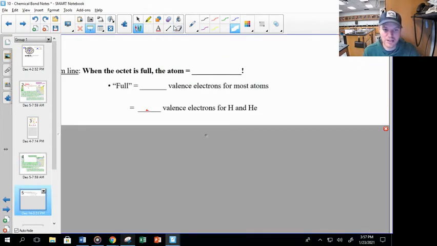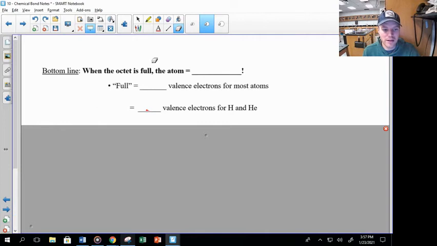So really sending this home, the bottom line: when the octet is full, the atom is stable. It's all about stability. So full means 8 valence electrons for most atoms, 2 valence electrons for your weirdos like hydrogen and helium, and we'll talk more about them as the unit goes on. But it's called the octet rule for a reason. It means that most atoms want those 8 valence electrons. Not literally all, but almost all.